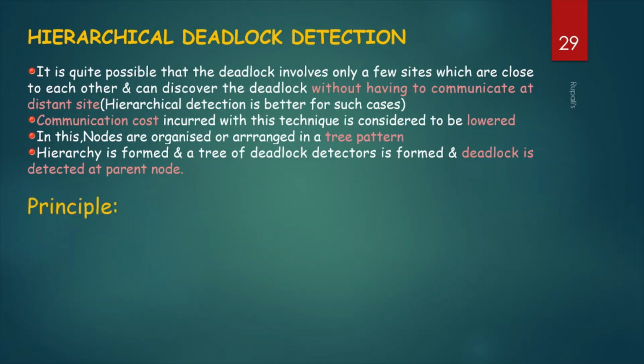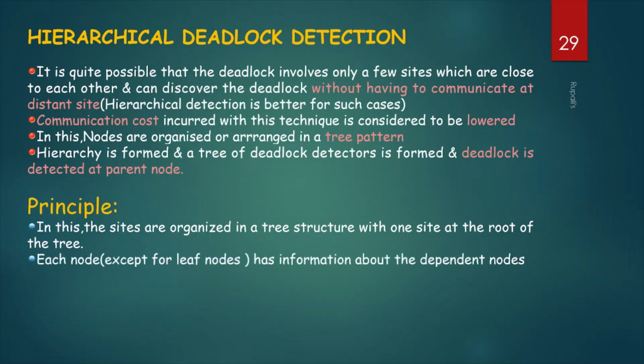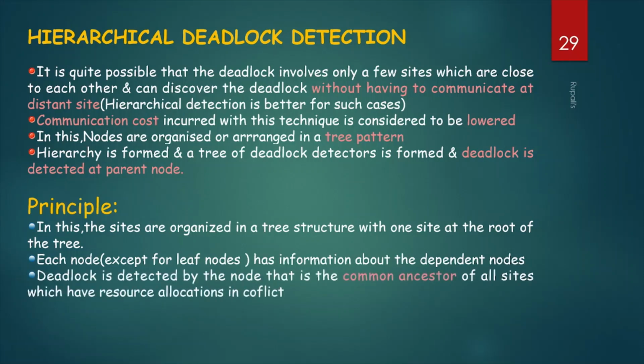Principle. In this, the sites are organized in a tree structure with one site at the root of the tree. Each node except the leaf node has the information about the dependent nodes, because a leaf node has no dependent nodes, but other nodes have dependent nodes, so each node has information about the dependent nodes. Deadlock is detected by the node that is the common ancestor of all sites which have resource allocation in conflict.